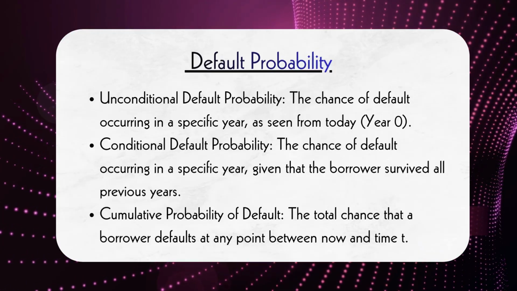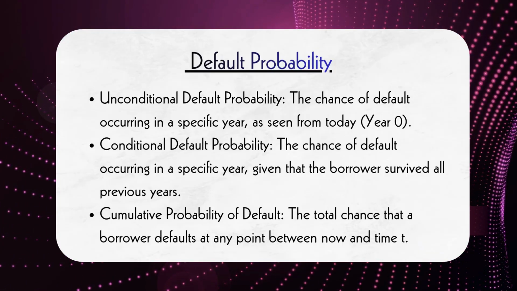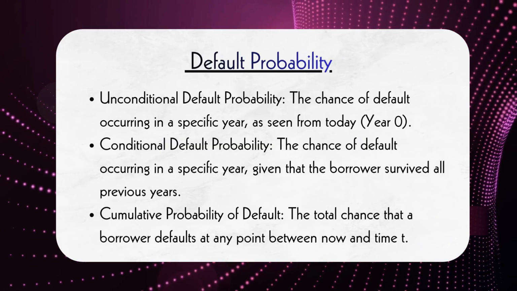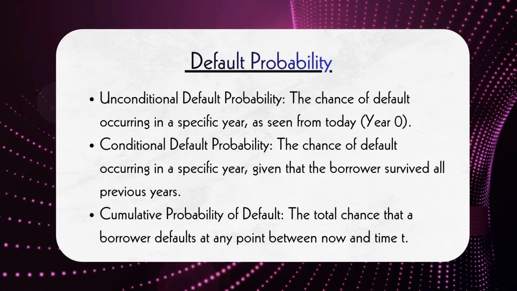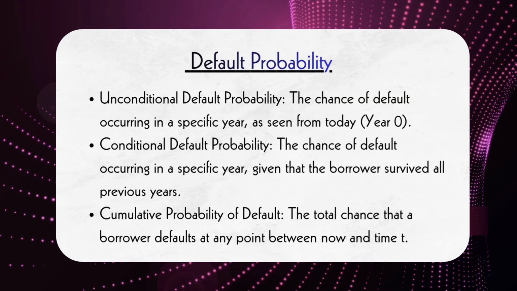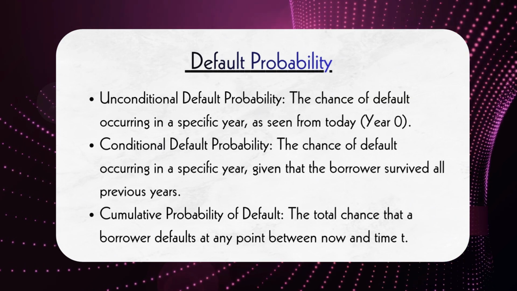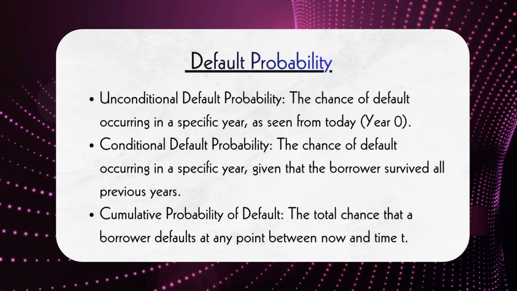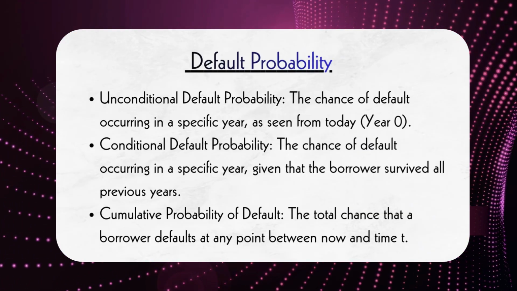On the other hand, the conditional default probability is the likelihood of defaulting in year 4 given that the bond survived the first 3 years. In this case, you would divide that 1.53% by the 96.54% survival rate to get a conditional probability of 1.58%. If we consider a short enough time frame, this conditional probability is essentially the hazard rate.